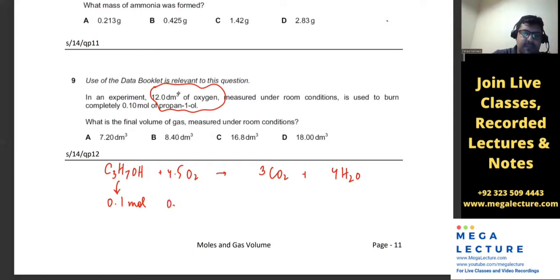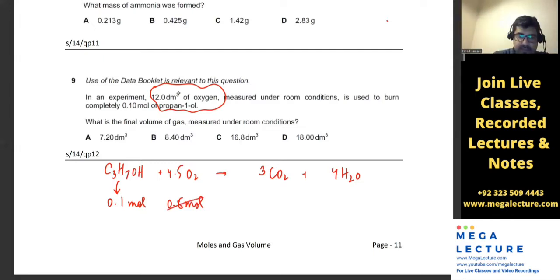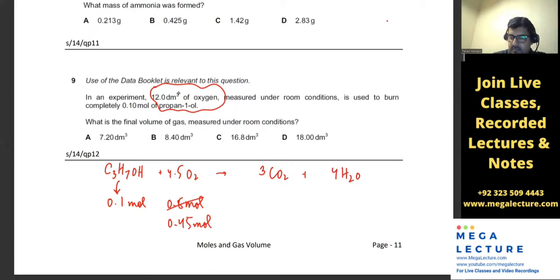That's the first thing. Will 0.1 moles react with 0.5? Which one is in excess? Oxygen. So how much oxygen is required? It's 0.45 that's required, right? Okay, so 0.45 moles. Now 0.1 moles reacts with 0.45 and it will produce how much?